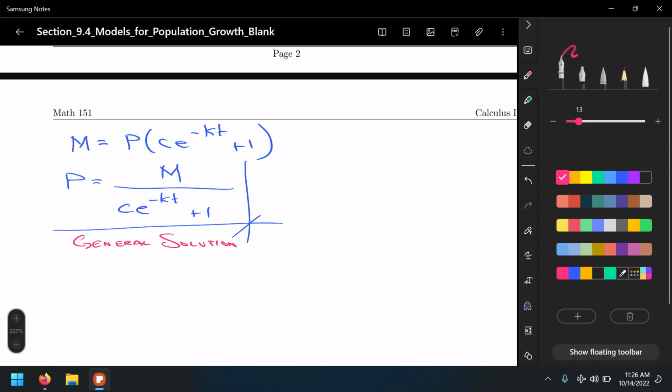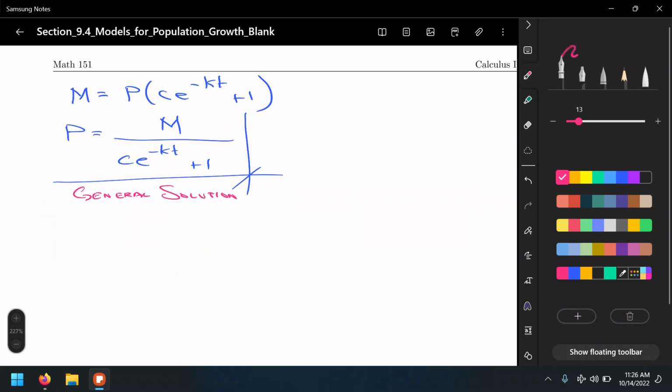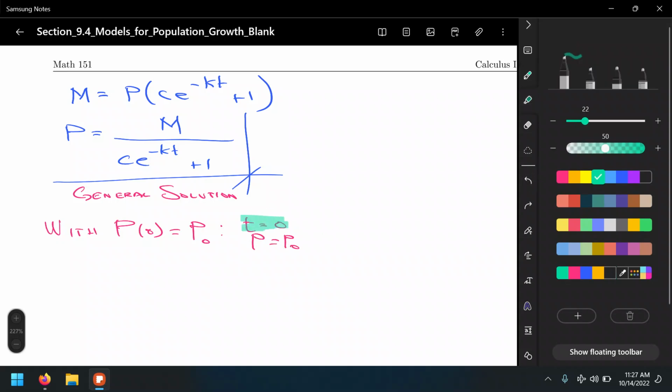Now we need to find the particular solution. So with P of 0, that's the initial population. This means again that when t equals 0, P equals P initial. In fact, what we're going to do is plug in t equals 0 over here and replace P with P initial and find an expression for C. Don't worry about M. That M again is that factor of carrying capacity, which will be given in the problem that we're going to do shortly.